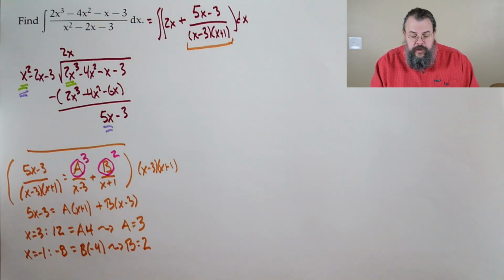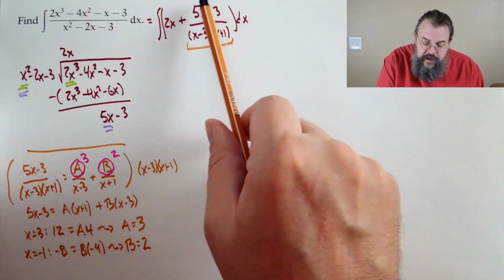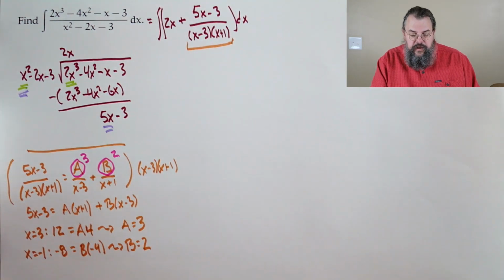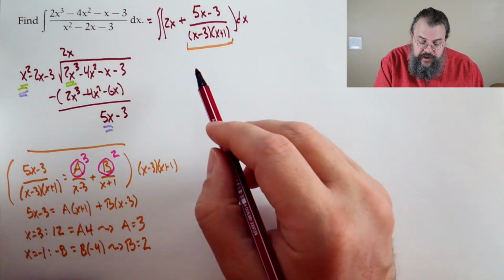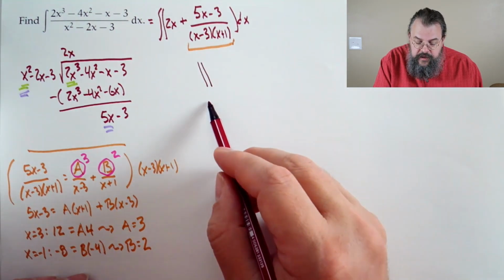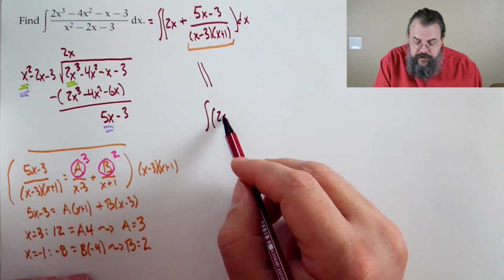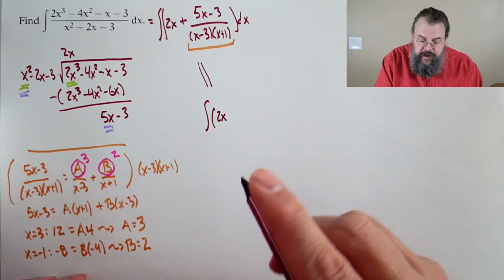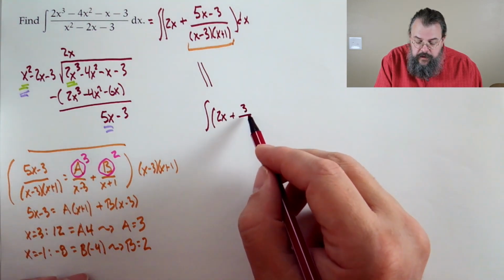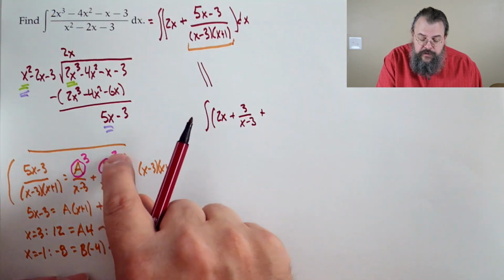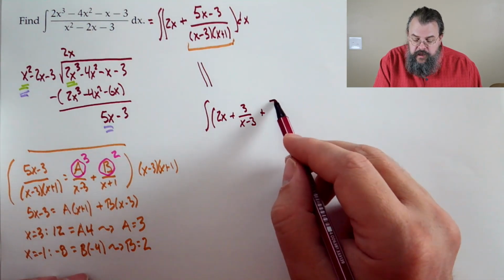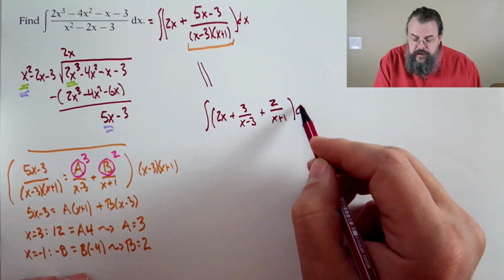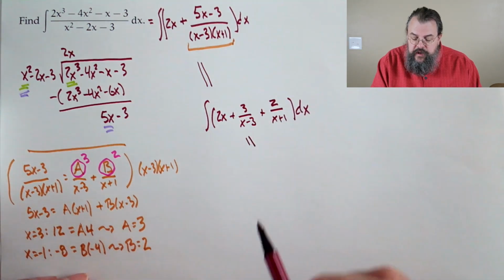All right, well, great. Now, what's left? Well, we still have some work to do, because what we've done is we've identified how to pull that apart. So, updating. We now can say, look, this integral has become the integral. There's still the 2x in front, and now 3 over x minus 3 and 2 over x plus 1. And each one of those is easy enough to work with.